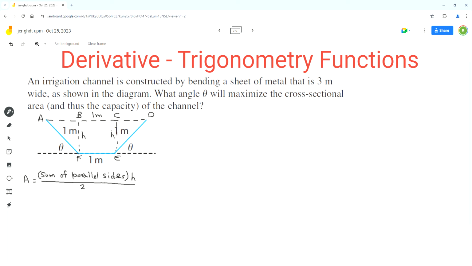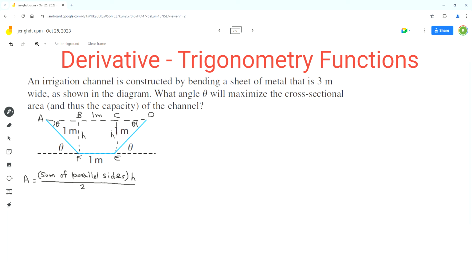Now angle A is also equal to theta because of the Z pattern that we see here. The alternate interior angles being formed are congruent, or equal to each other. Similarly, angle D is also equal to theta because of this Z pattern that we see.